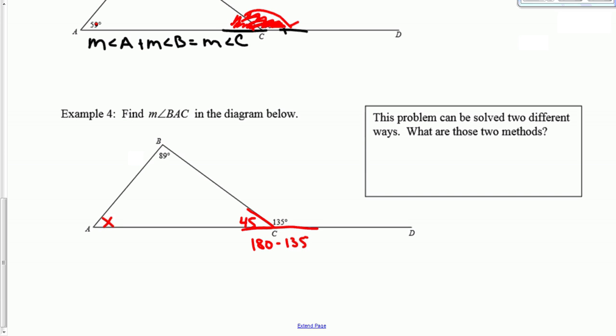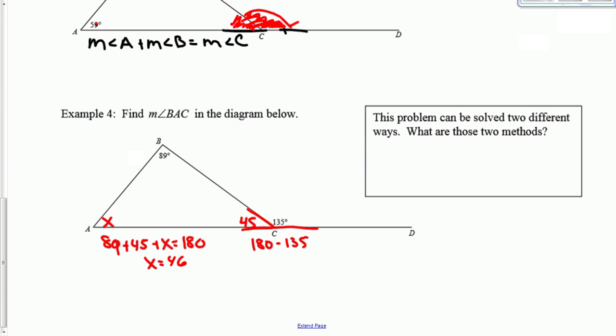So now I could use what I know about the inside angles. All of them add up to 180. So I could do 89 plus 45 plus x equals 180. All right, I do my math and I get x equals 46. And when I add them up, 46, 45, 89, it checks. Okay, so I can do that. It's a little extra work though, but there's nothing wrong with that.